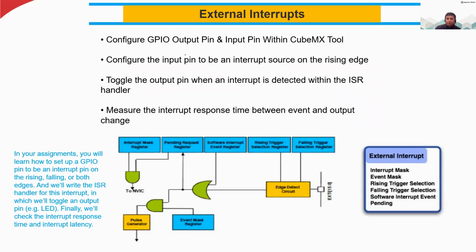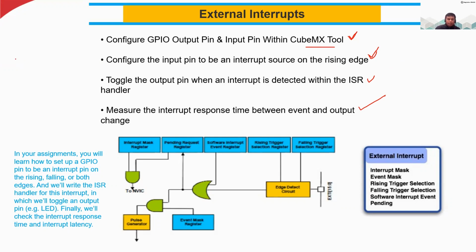So here, configure a GPIO output pin and input pin within the CubeMX tool. You can try to do this by yourself and configure the input pin to be an interrupt source on the rising edge. Everything is possible in the graphical user interface, the one you are seeing in the tool, and then you can set up whatever pin you want. I just want you to practice these things so you will practically see how you can set up the pins with different status. In your assignments, you will learn how to set up a GPIO pin to be an interrupt pin on the rising edge, falling edge, or both edges.